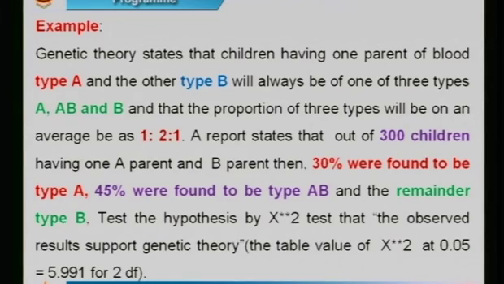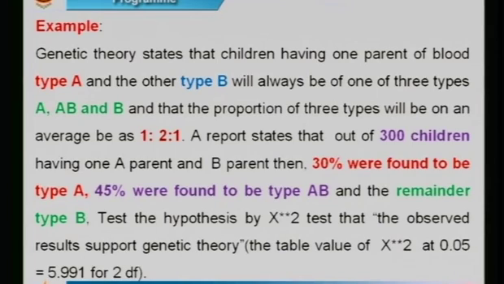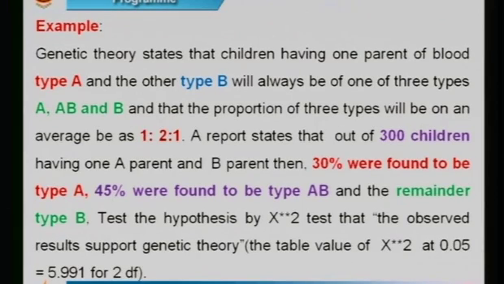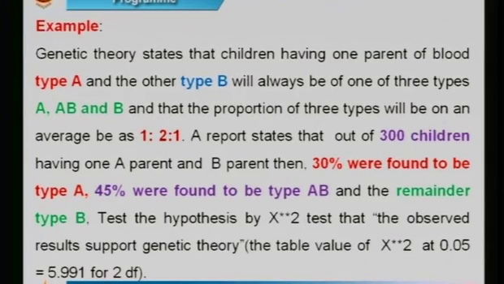A report states that out of 300 children having one A parent and one B parent, 30% were found to be of blood type A, type AB, the product type, was 45%, and the remainder, since the total of 30 plus 45 leaves 25%, were type B. Test the hypothesis by chi-square, and say whether the observed results support the genetic theory.